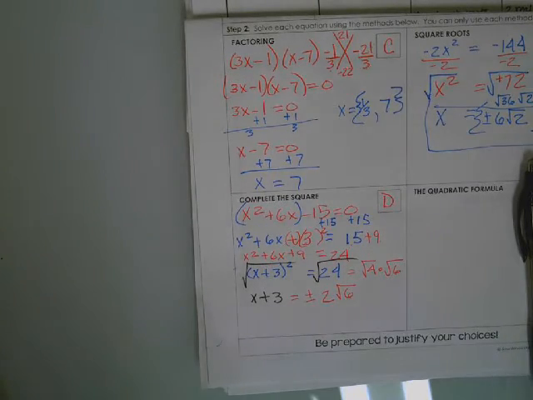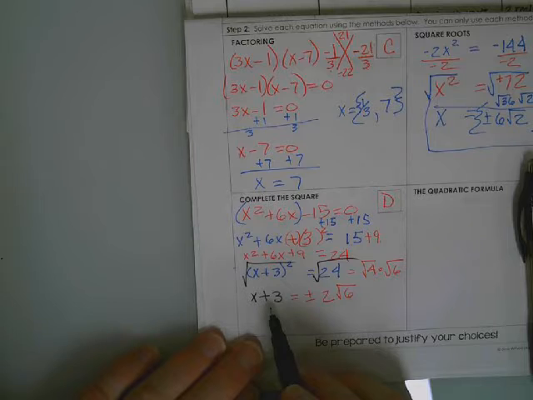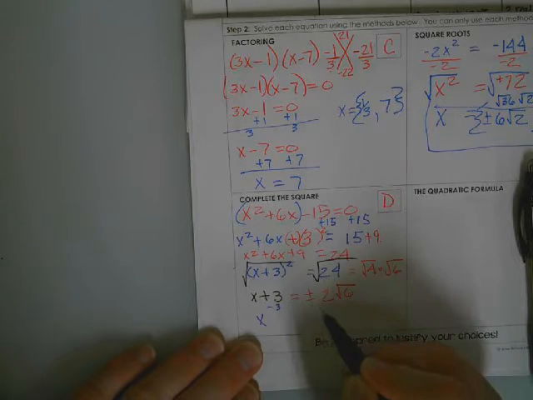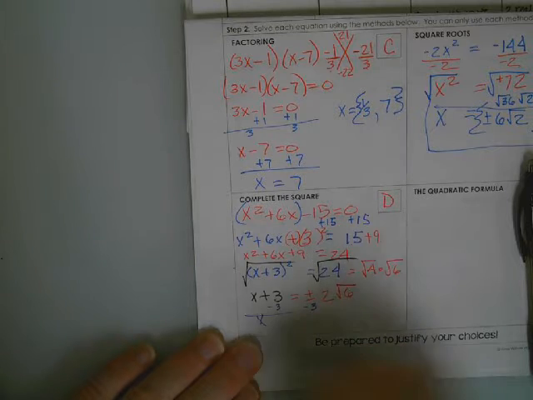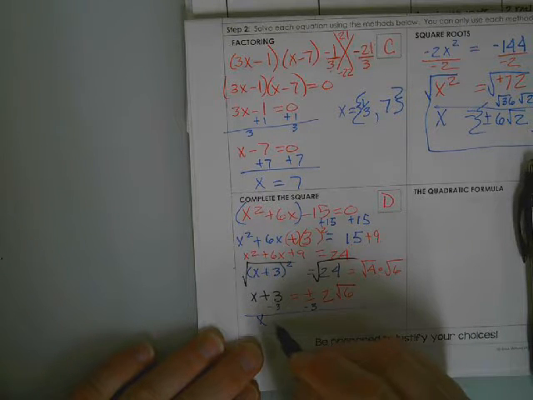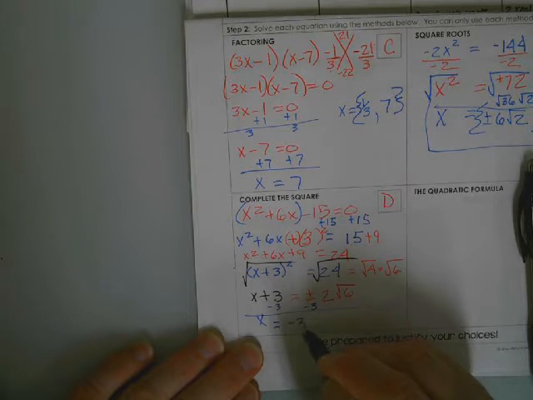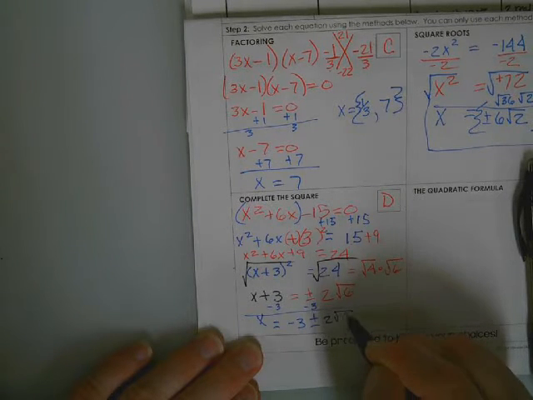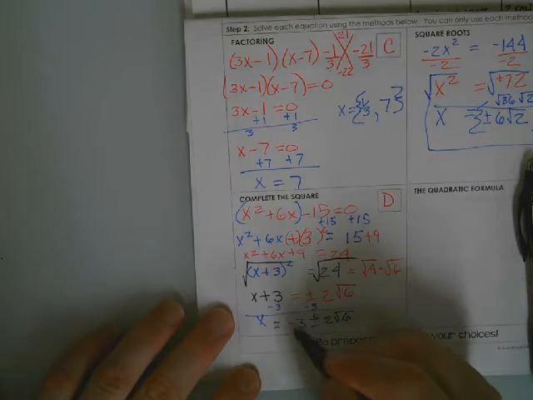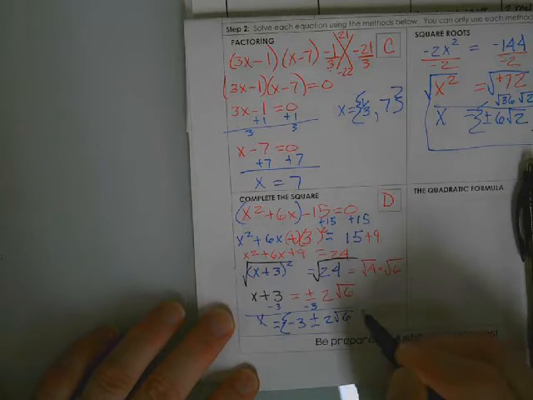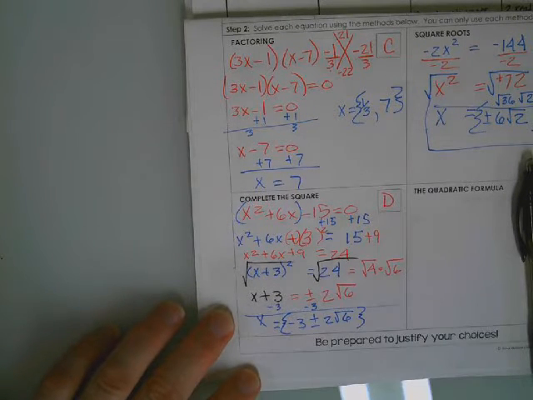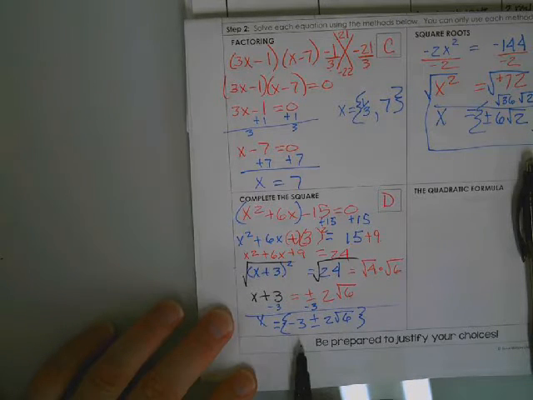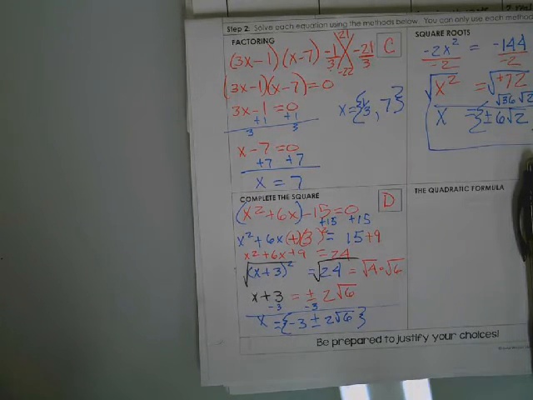Now we're almost done. We have to take and subtract 3 from both sides. Okay? And then I get x is equal to negative 3 plus or minus 2 radical 6. And this is the 2 solutions. Now these are irrational, but they are real. We didn't take the square root of a negative number.